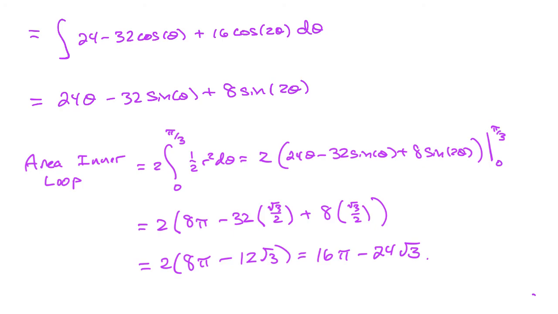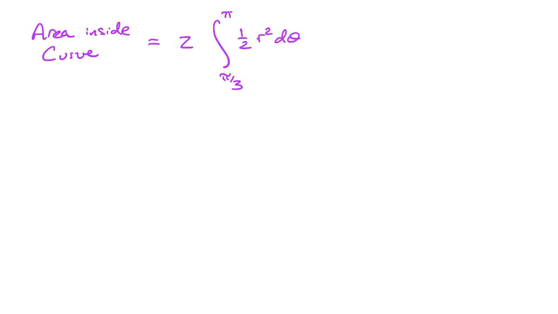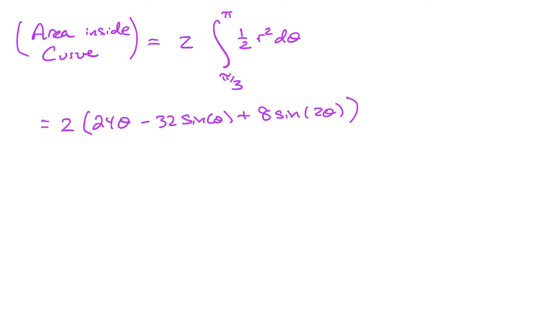Then for the entire area contained in the curve, what we then had was equal to 2 times our integral from pi over 3 up to pi of 1/2 r squared. And so what this really then gave us was 2 times our 2 times 24 theta minus 32 sine theta plus 8 sine 2 theta evaluated between pi over 3 and pi. And so what we actually then end up with is 2 times our 24 pi, minus sine of pi is going to give us 0. Sine of 2 pi is going to give us 0.